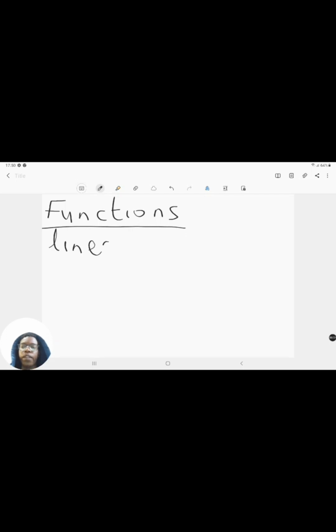Let's get right into it. This is our first lesson on functions, and the first kind of function that we will be looking at is the straight line or the linear function. The focus of the video is functions, and we will start off with the linear function, or the straight line. It's just a straight line.